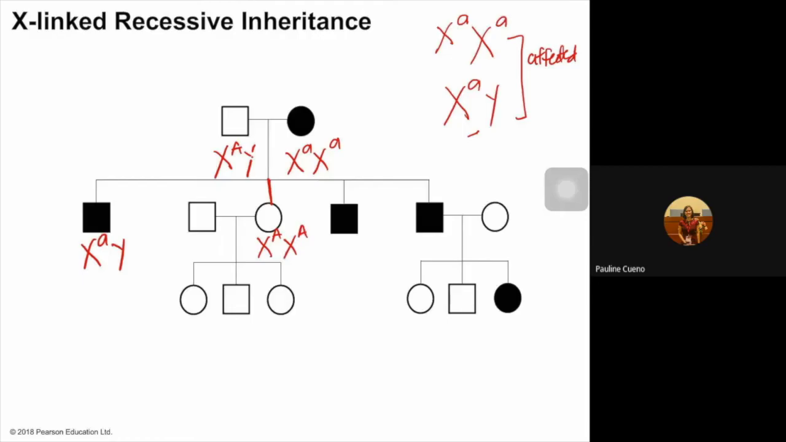And then for the next offspring, which is an affected male, this one is X small a Y. Okay? Then the last offspring, an affected male again, so X small a Y. And then for the next one, the partner of the second offspring, an unaffected male, this would be X capital A Y. So, that's it. And then, you also map out just the two offspring.